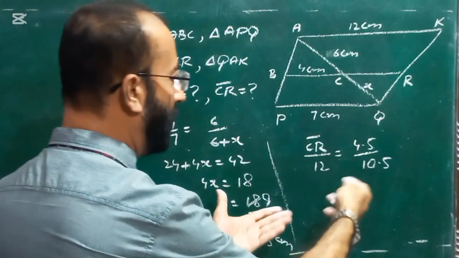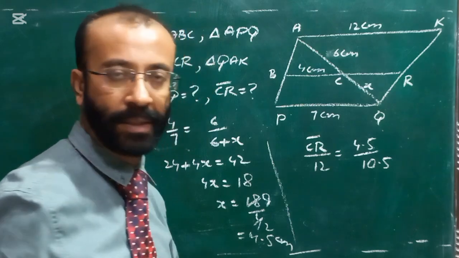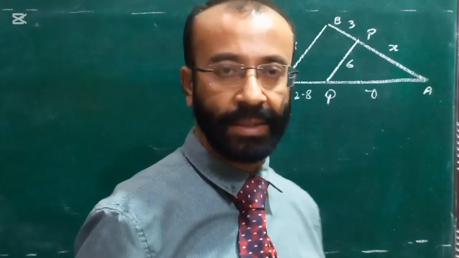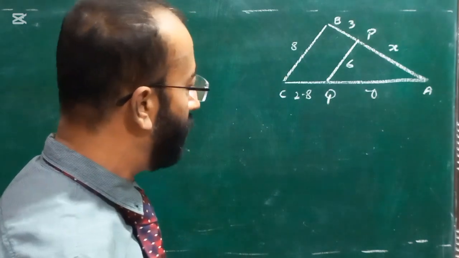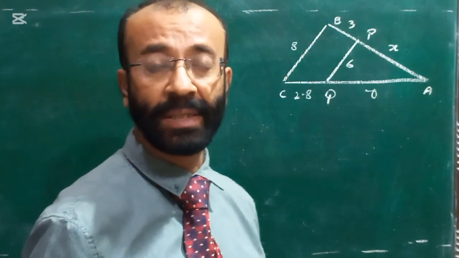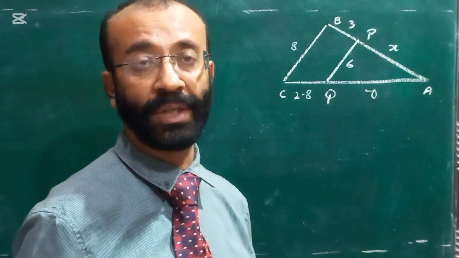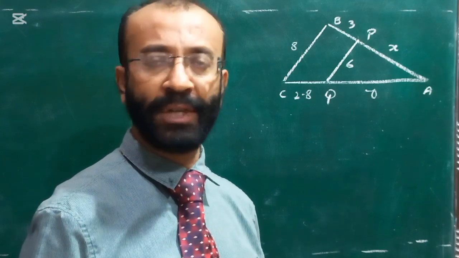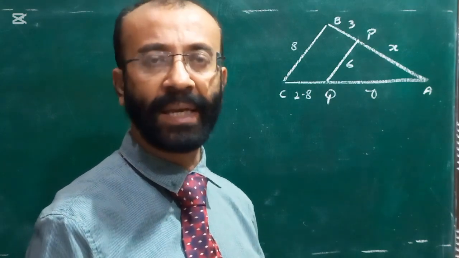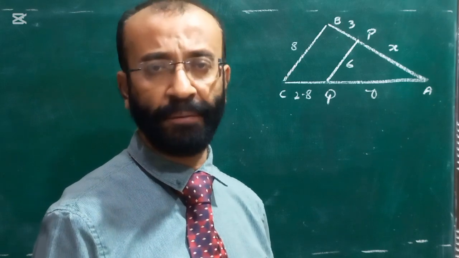So cross multiply the values, you will get the answer. Here is another question of the similar figures. Again, we will follow the concepts of the similar figures. The important thing in these kinds of questions is that one side should be chosen in which full values are given, and the second side in which one value is missing.